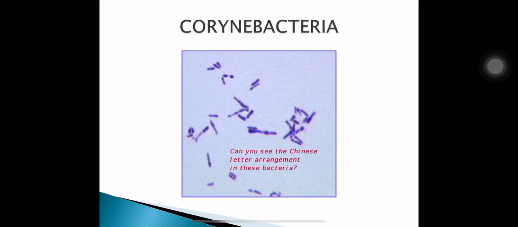Corynebacteria. Can you see the Chinese letter pattern arrangement in this bacteria? The bacteria are arranged in Chinese letter pattern arrangement like letter X, L and V, and this is a property of Corynebacterium diphtheriae, which causes diphtheria.